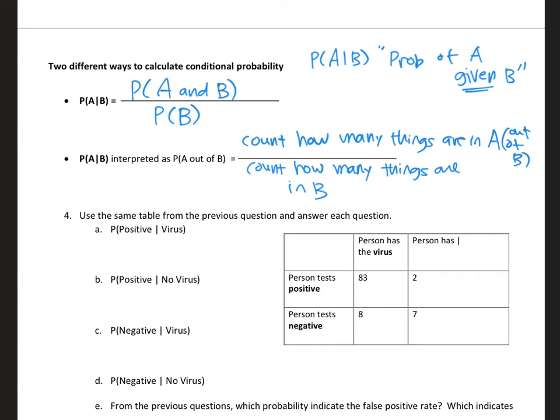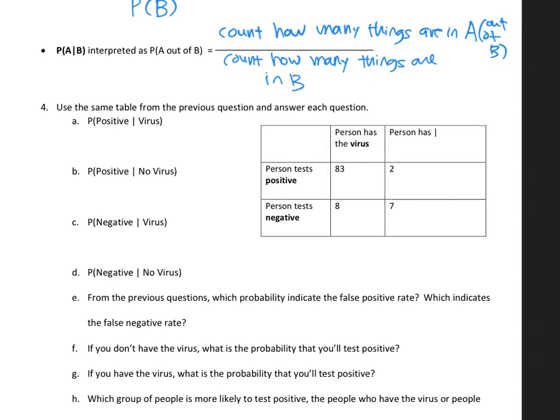So let's look at the next question. Use the same table from the previous question and answer each question. So probability of positive given virus. Again, the second part is the given part. That means that's going to be your sample space. The table is: virus 91, no virus 9, positive 85, negative 15, grand total of 100. Probability of positive given virus. Again, virus is the new sample space. There are 91, and out of those, how many people tested positive? 83. So I'm going to write that. That's my answer.